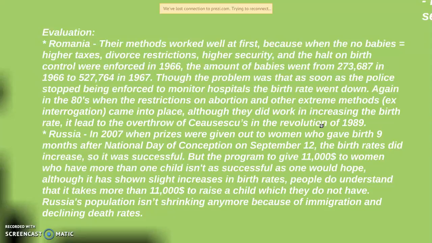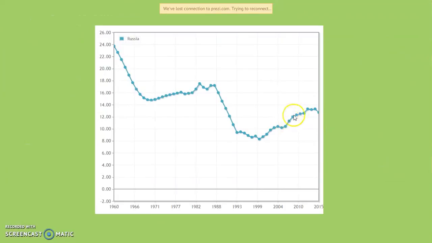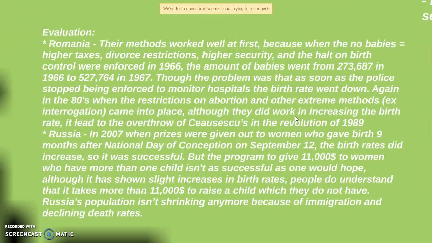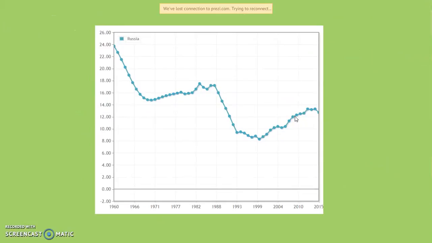My evaluation for Russia is that in 2007, when their prizes were given out to women, like I said before, their births did increase. It seems pretty little, but something is better than nothing. Their programs, like the $11,000 for a woman who has more than one child, are pretty successful, and they also have immigration. Well, they have migration, a lot of that happening as well.